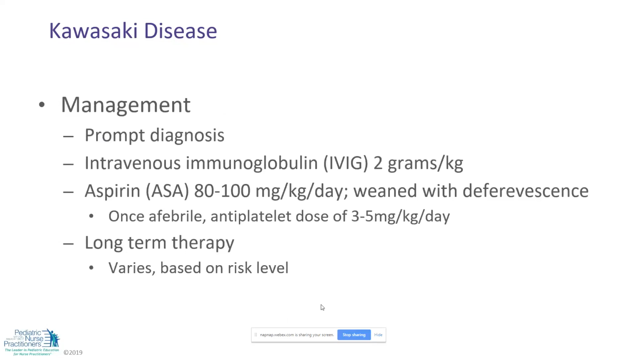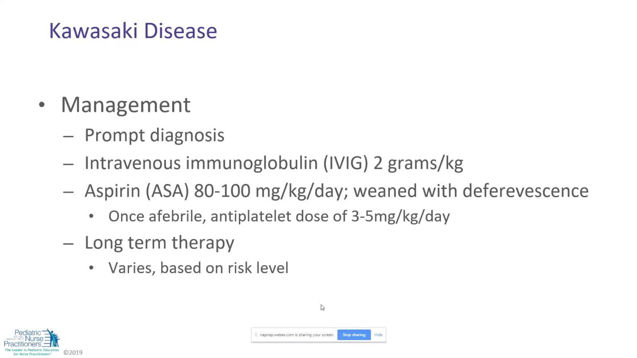From a management perspective, it's important that we try to diagnose these patients promptly so that we can start our intervention. Intervention may include IVIG, 2 grams per kilo. Also high-dose aspirin, so 80 to 100 mg per kilo per day, and then that will be weaned as their fever effervesces. So once they're afebrile, you can decrease that to a dose of 3 to 5 mg per kilo per day. And then long-term therapy is really going to vary based on the risk level.